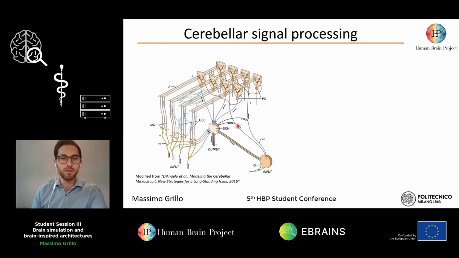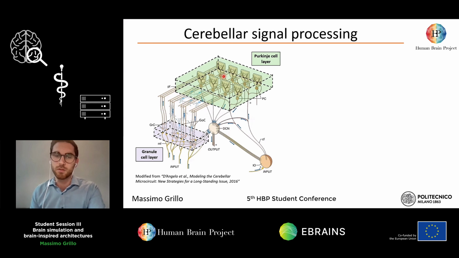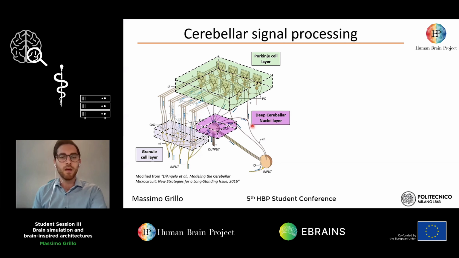It is well known that the input to the cerebellum is received by mossy fibers, which reach the cerebellar cortex, in particular the granule cell layer, populated by Golgi cells and granule cells, which process the information and convey their inputs toward the Purkinje cells in the Purkinje cell layer. These neurons, in turn, inhibit the activity of the deep cerebellar nuclei, which are the output stage of the cerebellum.